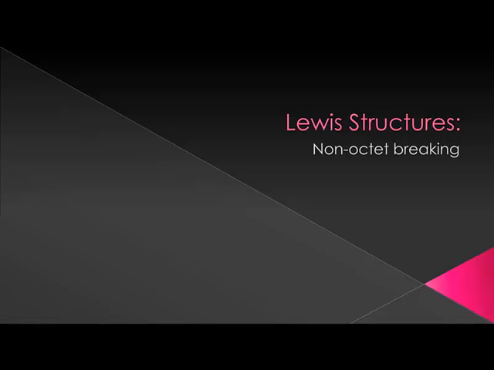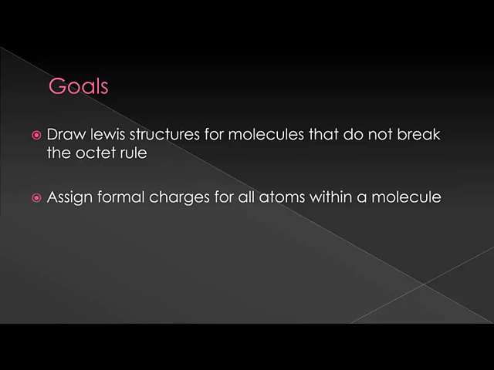Lewis structures, the non-octet breaking ones. Our goals for this video will be to learn how to draw Lewis structures a little more in depth than what we have been doing, for molecules that still do not break the octet rule. So we'll be trying to get it so that each atom has 8 electrons.